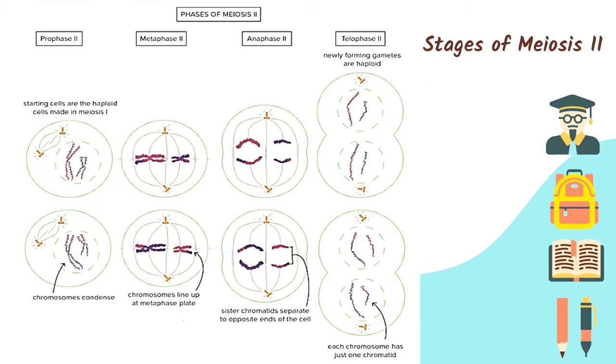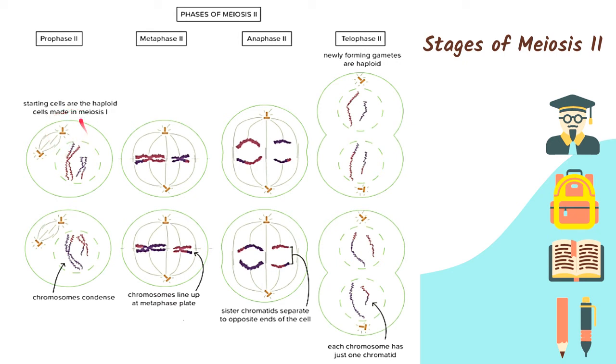So right after meiosis 1 is meiosis 2. Same, no? They also undergo PMAT. However, since this is meiosis 2, we put here the Roman numeral 2. Prophase 2, metaphase 2, anaphase 2, and telophase 2. So if you will notice, these are very similar to mitosis. Okay, so the starting cells are now considered haploid.